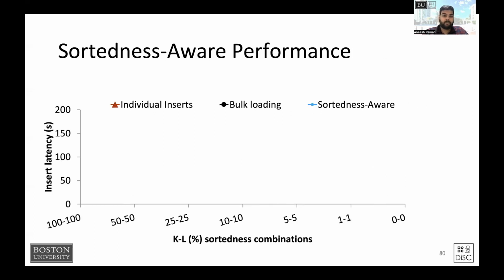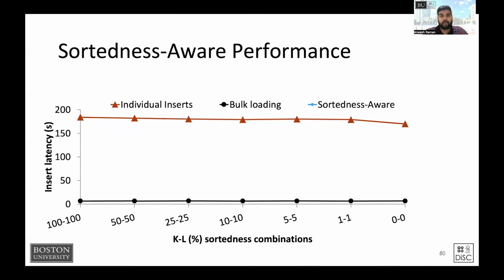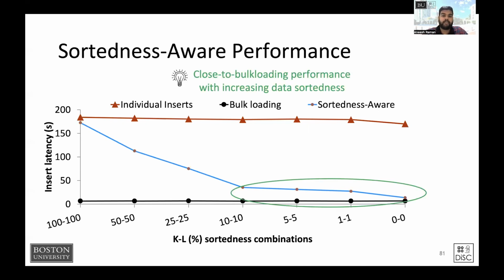So when we look at the performance, we have the individual inserts as before. We have the fast bulk loading performance with a black line, and the blue line is exactly what we expect. We are paying less indexing cost as the data sortedness increases. A point to be noted is that we are using here a very small buffer compared to the total data size. And even with that small buffer, we are able to achieve close to bulk loading performance even for nearly sorted data.